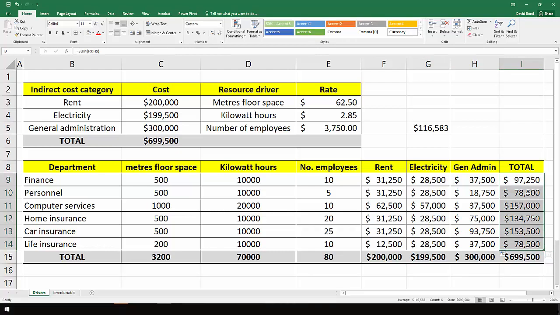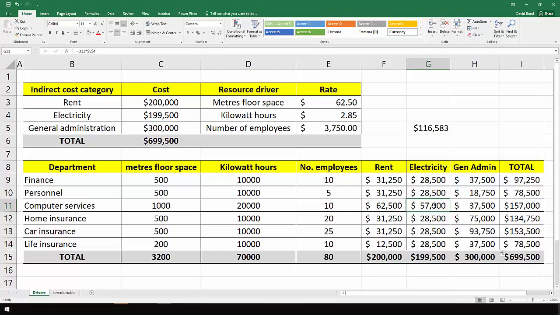Well, actually we'll look at the smallest. So personnel and life insurance have the smallest allocation, 78,500, whereas computer services have the largest at 157. They differ around that 116,583. Looking at computer services, for example, they have double the amount of floor space than personnel, and they're paying double the amount of rent in terms of the allocation of it. Same with electricity. They're paying $57,000 in electricity, whereas the others are paying $28,500.